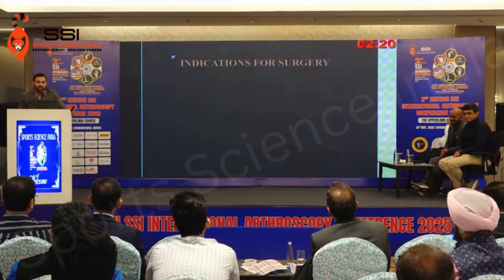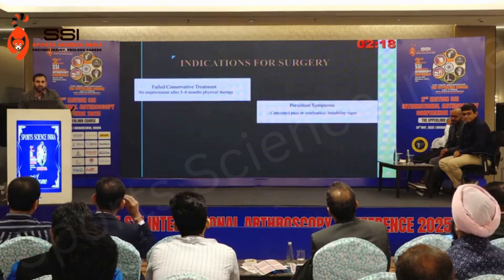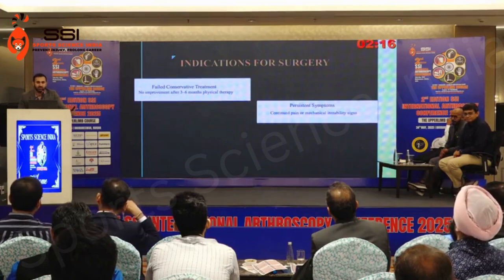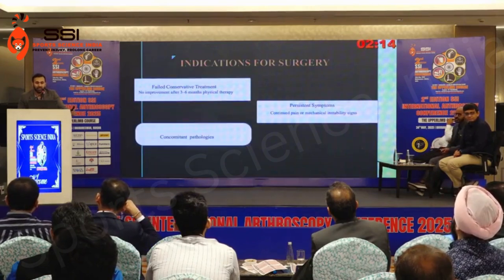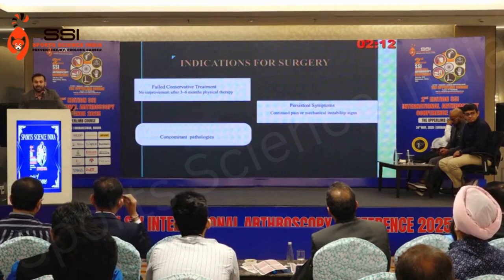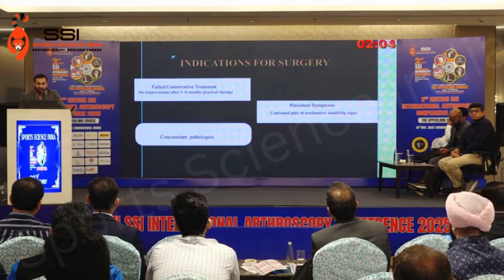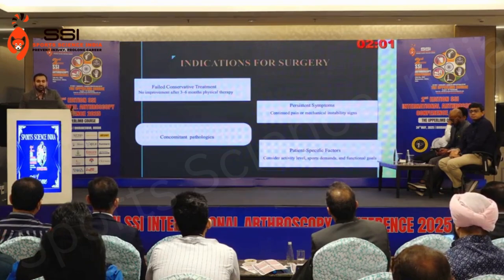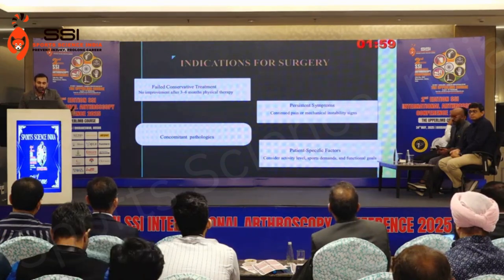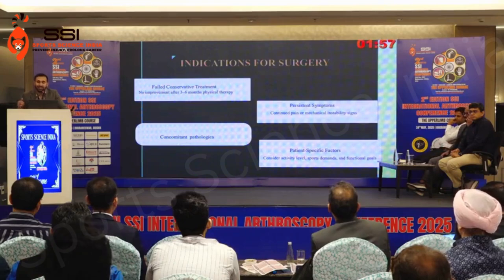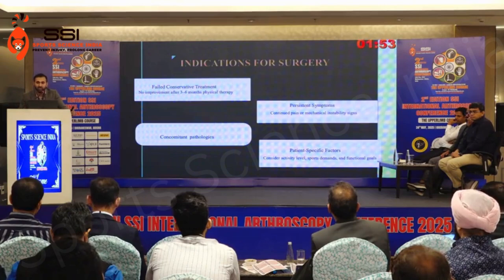Indications for me would be failed conservative treatment for 3 to 6 months with physical therapy, persistent pain or signs of mechanical instability, and concomitant pathology as just described, such as an anterior labral tear with a panlabral tear, or a SLAP tear, or a cyst. And definitely it all comes down to patient-specific factors, considering their sports level, how soon they want to go back, and their functional goals.